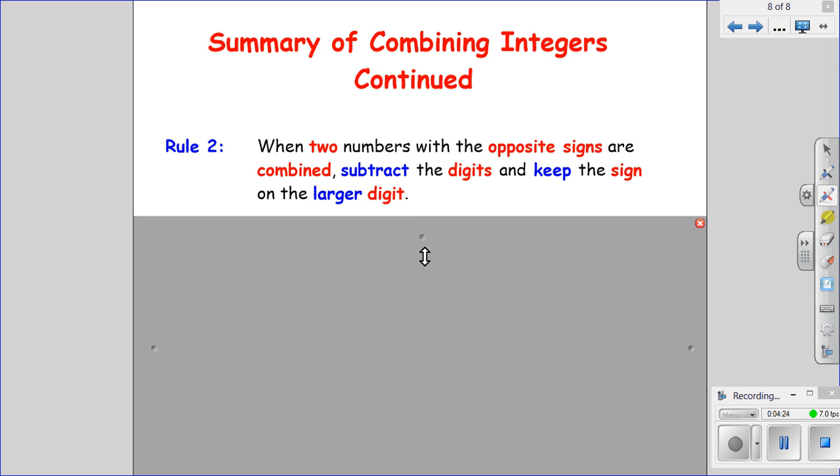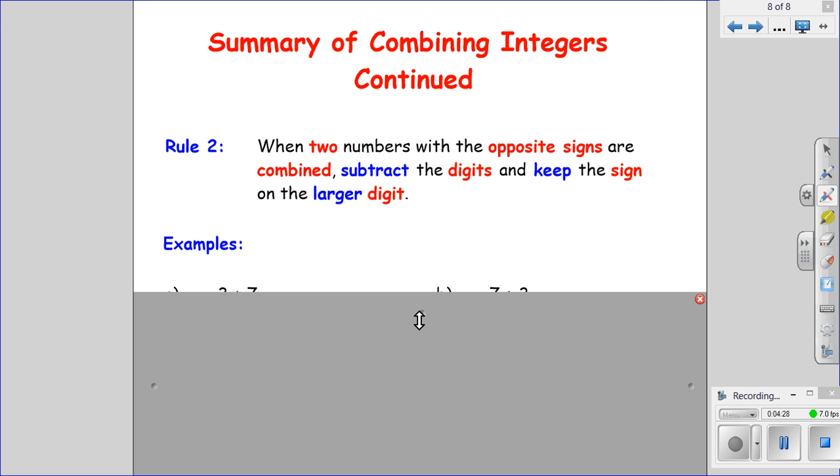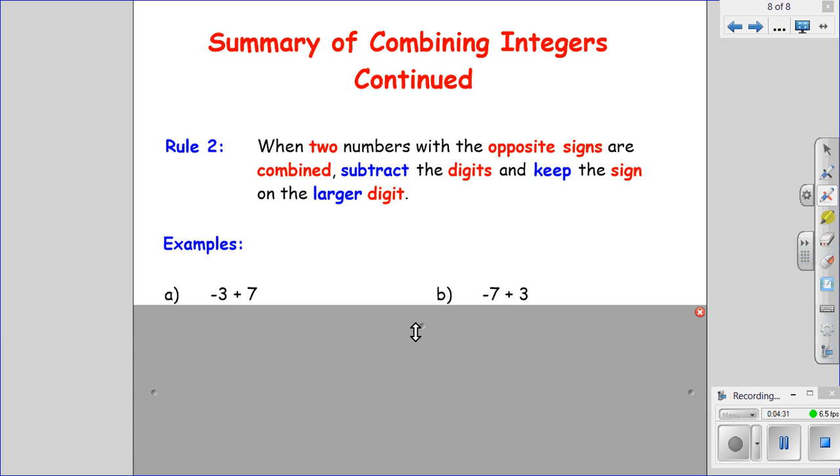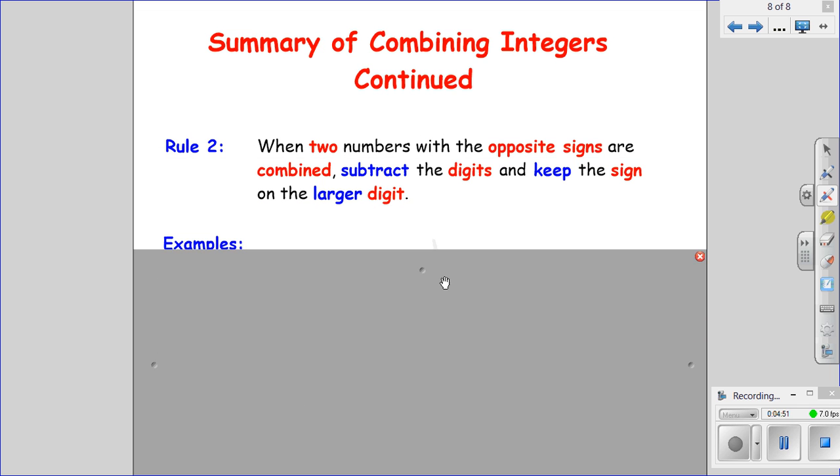So just to recap, when two numbers with opposite signs are combined, we subtract the digits and keep the sign on the larger digit. So if we look at -3, +7, we have opposite signs. We have a negative and a positive. So we're going to subtract them. 7 take away 3 is 4. And 7's bigger than 3, so the answer will be +4.